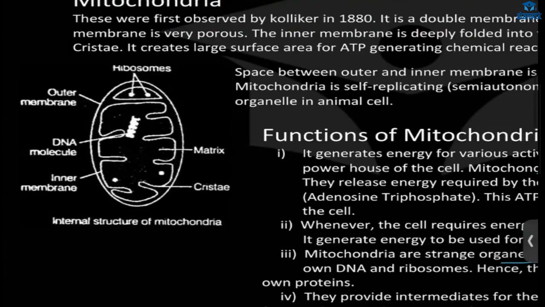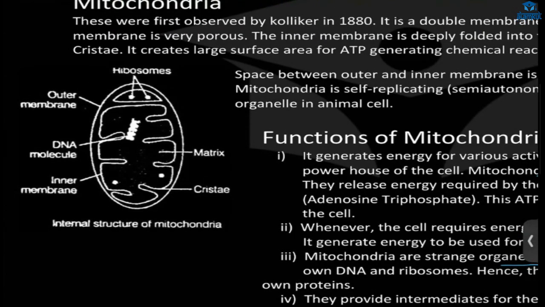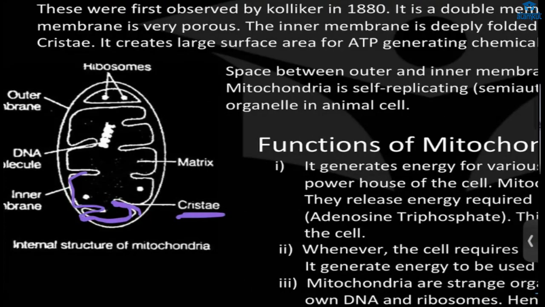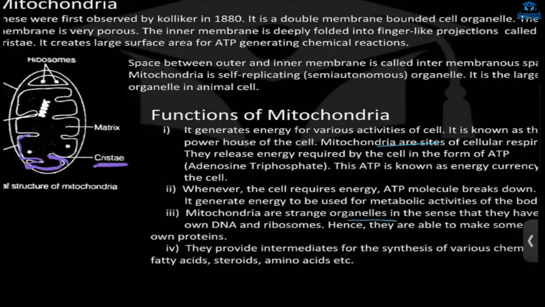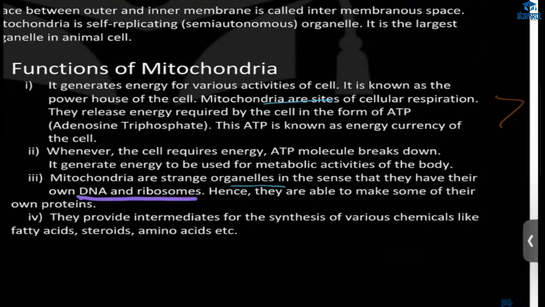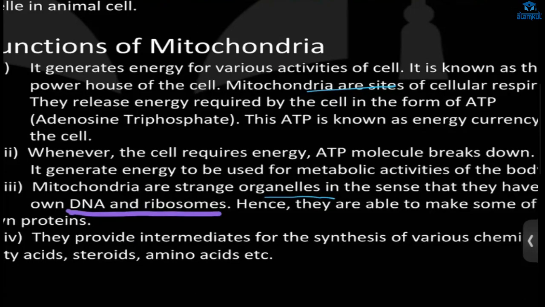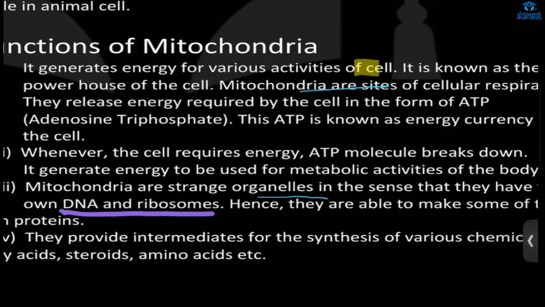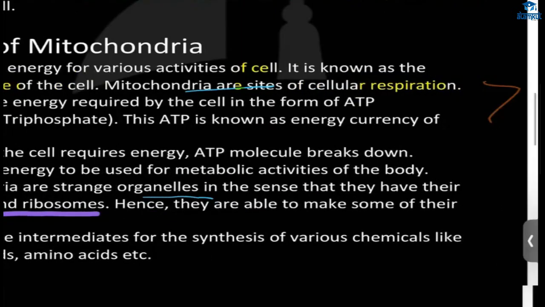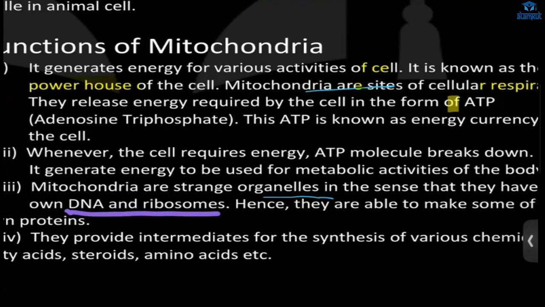So this mitochondria has a double membrane. This inner membrane is folded into finger-like projections. This is called cristae. This will create a large surface area for ATP generation. And this mitochondria has its own DNA and ribosome. Now let's see the function of mitochondria. It generates energy for various activities of the cell. It is known as the powerhouse of the cell. Mitochondria are sites of cellular respiration.